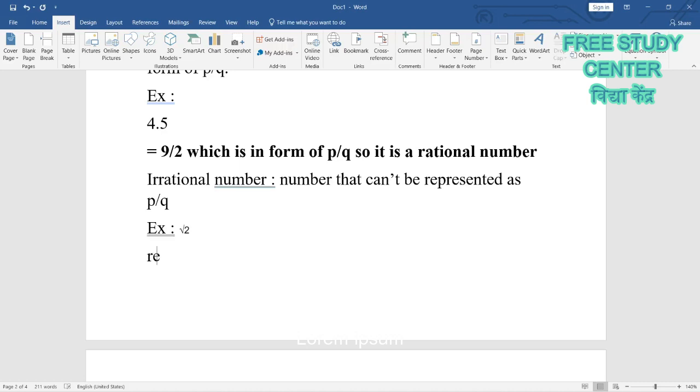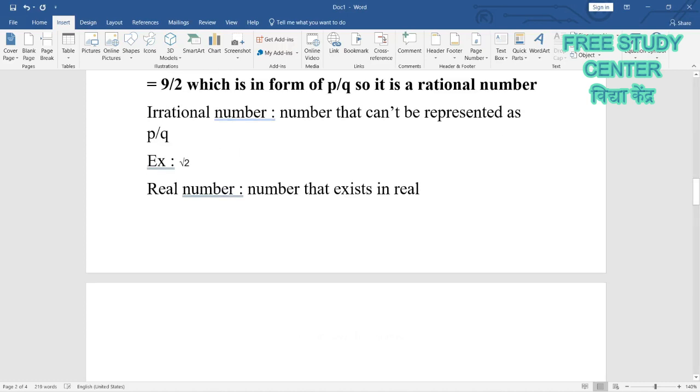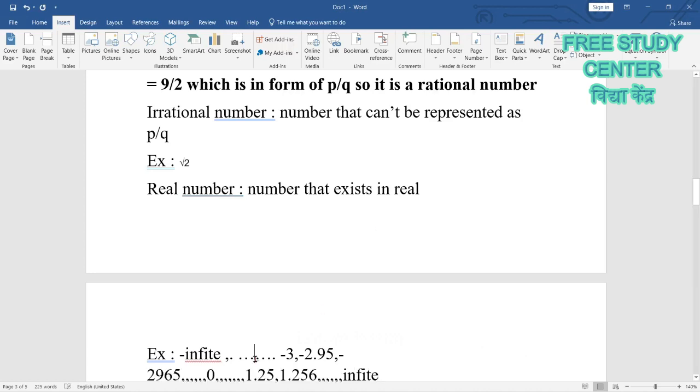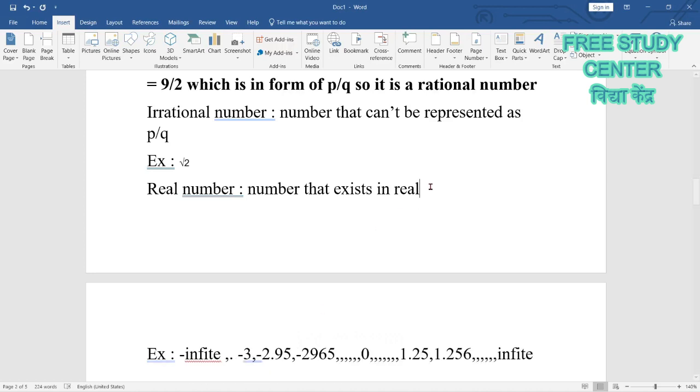The integers start from minus infinity and go to infinity, but infinities are not included in the integers. In the real numbers, infinities are included. So you will start with minus infinity, and so on, minus 2.95, any number, minus 2.968, and so on, up to infinity.